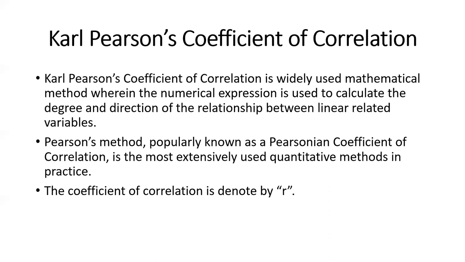Pearson's method, popularly known as the Pearsonian coefficient of correlation, is most extensively used in quantitative methods. Where the methods practiced are quantitative in nature, we use the Pearson correlation coefficient method to understand the association between the variables. I hope you are understanding. The coefficient of correlation is denoted by r. The points are the same, just another name we get to know here.